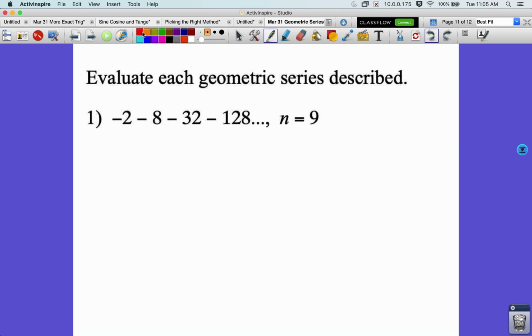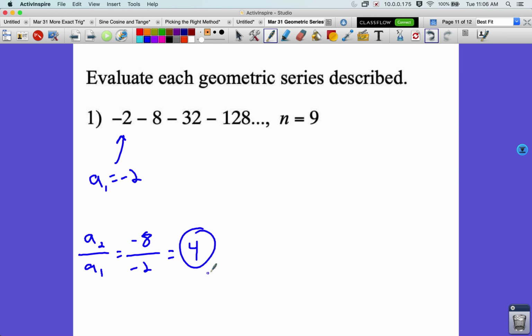All right, and here's another way it can ask the problem. It just starts the geometric series, but then tells you how many numbers there are. Well, this isn't all that much harder because you get your a sub 1 from right there. It's your first term. And to get your common ratio, you could do a sub 2 over a sub 1 equals negative 8 over negative 2 equals 4. So that's our r. And there's our n. We got everything we need to plug it into the formula. Negative 2 times 1 minus 4 to the 9th over 1 minus 4. Let's plug that in.